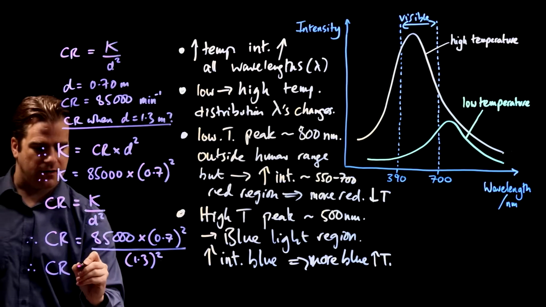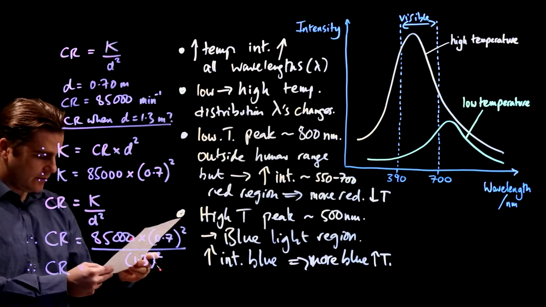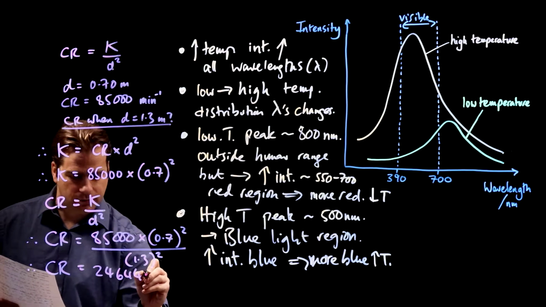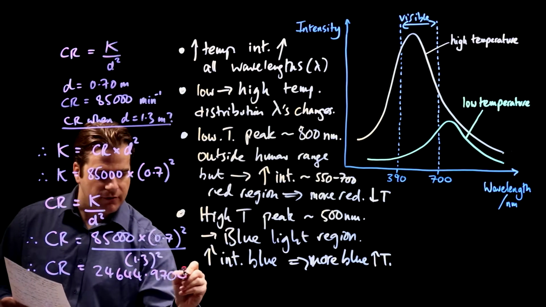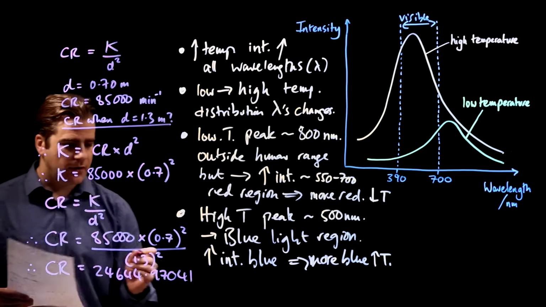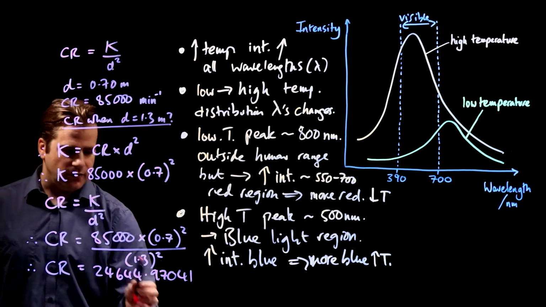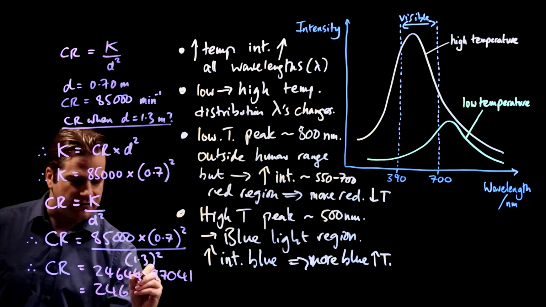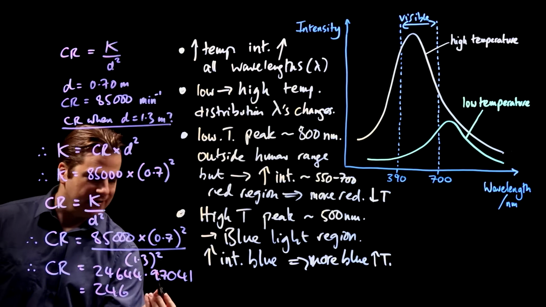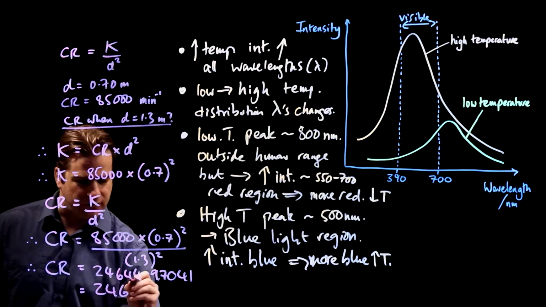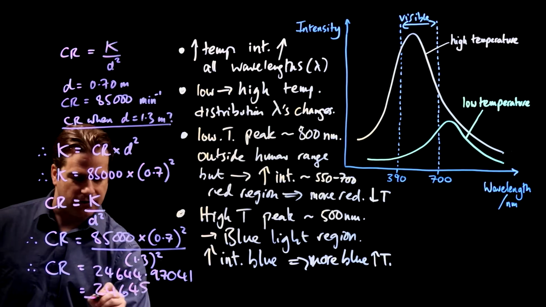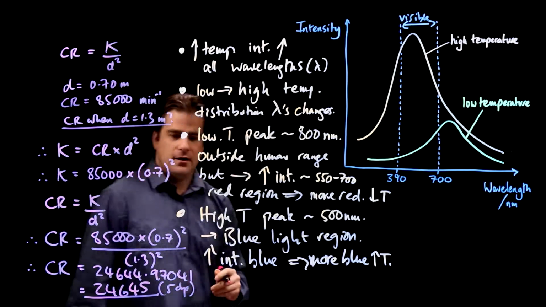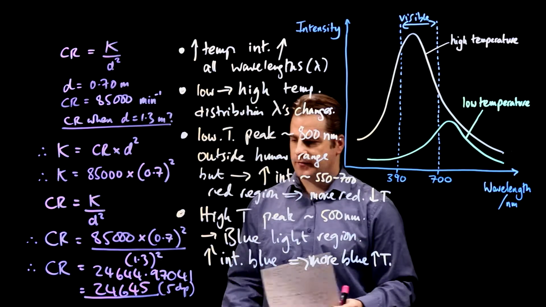So CR is, stick that in the calculator, and it turns out to be 24644.97041. We're not going to leave it like that. Let's take it to 5 decimal places. It's a reasonable choice, which is 246, that 9 pushes this 4 to a 5, so it's 24645 to 5 dp. Okay? Straightforward maths question. Good.